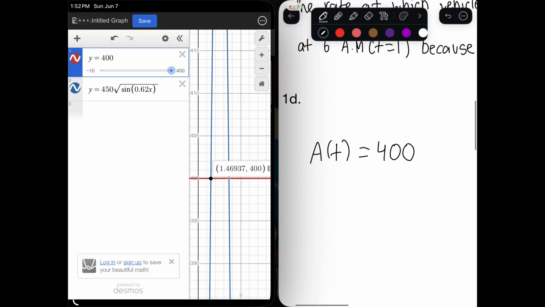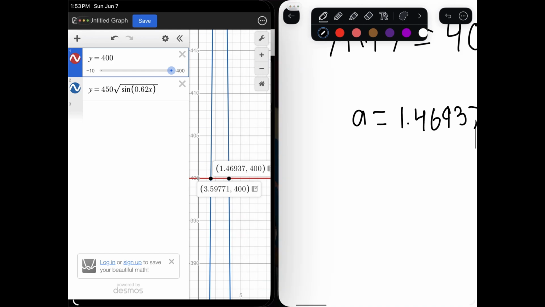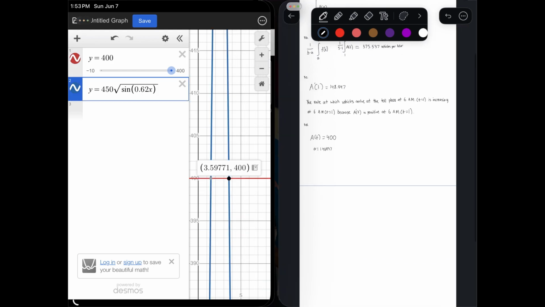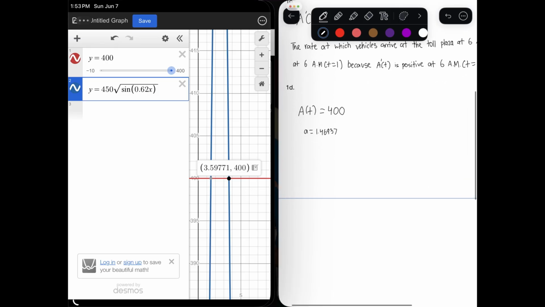So I would put A as 1.46937. Okay, so A would be 1.46937, and this other part we're just going to call B. This is going to come in handy later, and I'll show you as we do the problem, because the first time the line hits 400, it's at A equals 1.46937, which is your value for T. So now that you have A, let me go back to the problem.